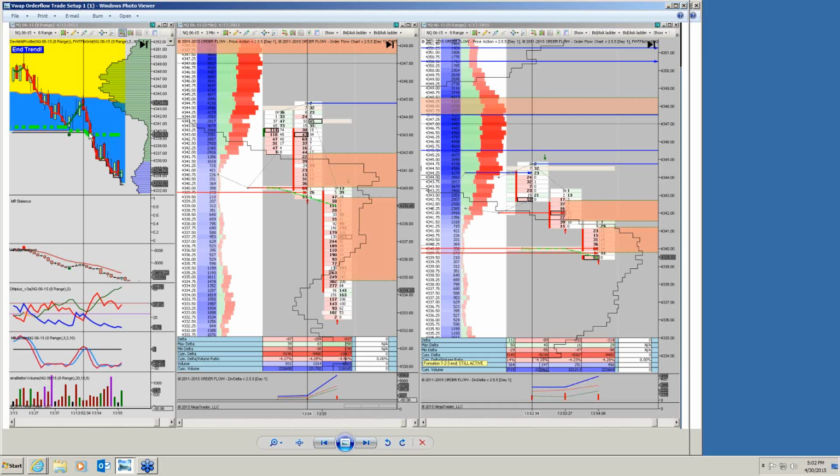I took 1 contract off. I let it run, and then on the first pullback, I took the second one. In retrospect, I could see I should have just let it run.